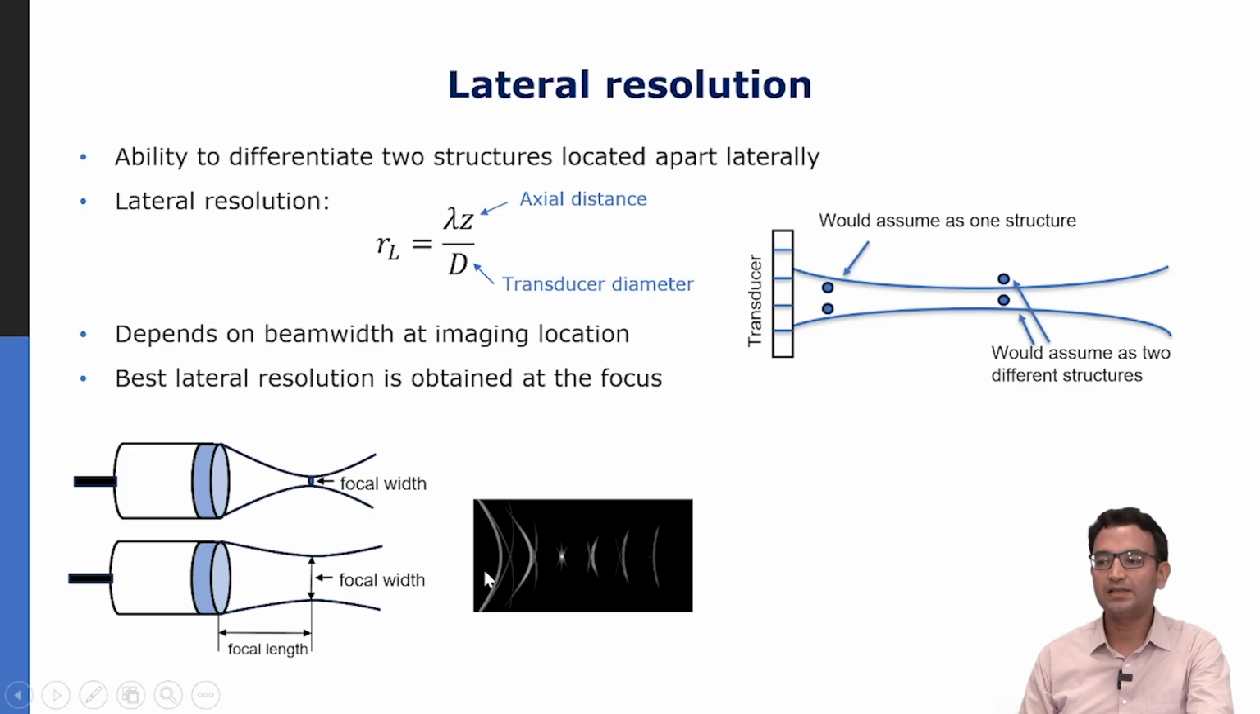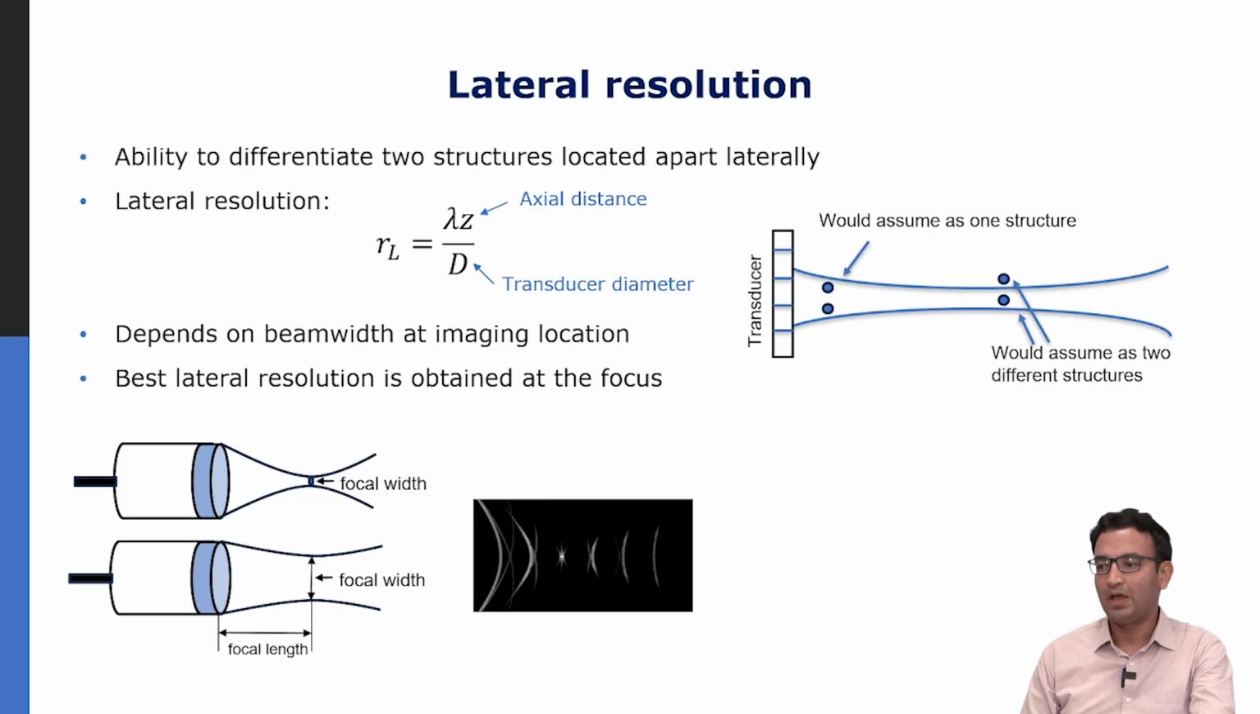Next, let's discuss the lateral resolution. So like I mentioned, the lateral resolution is spatially dependent for a transducer beam, and the lateral resolution tells you whether or not you can differentiate two structures which are located apart laterally within the ultrasound beam. So now the lateral resolution is given by lambda z by d. We saw this formula earlier as the beam width in the far field, right? So assuming that imaging is done in the far field, the beam width actually tells you the lateral resolution.